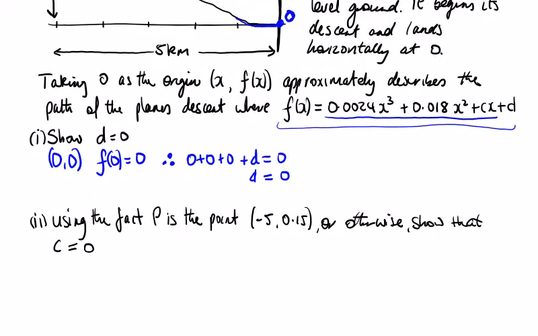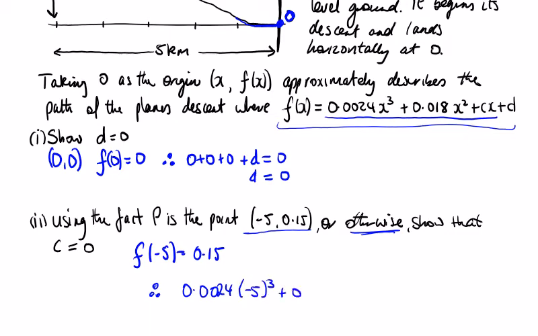Using the fact that P is the point (minus 5, 0.15), or otherwise, show c is equal to 0 also. So f of minus 5 is equal to 0.15. So if we put that in, therefore we got 0.0024 x cubed. So I'll put my minus 5 in, by minus 5 to be cubed, plus 0.018 by minus 5 to be squared equals 0.15. Sorry, we've got to put our c in.